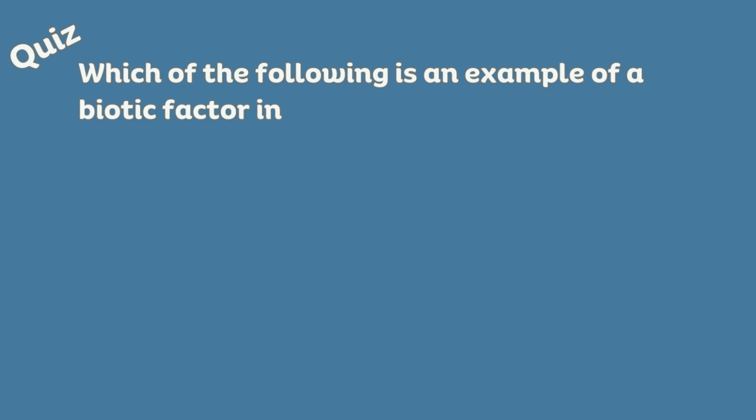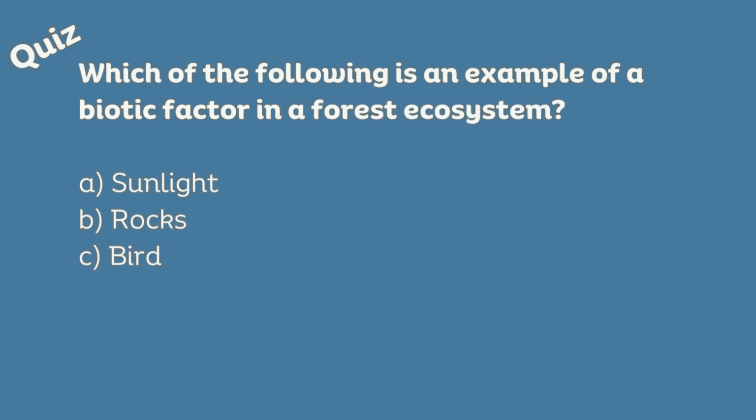Which of the following is an example of a biotic factor in a forest ecosystem? A. Sunlight. B. Rocks. C. Birds. D. Temperature.